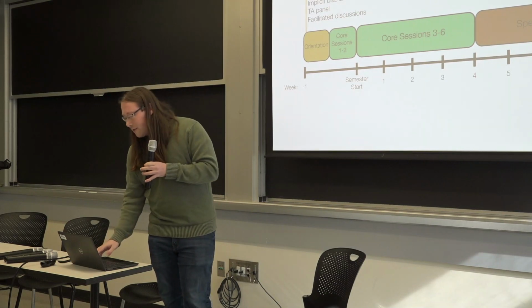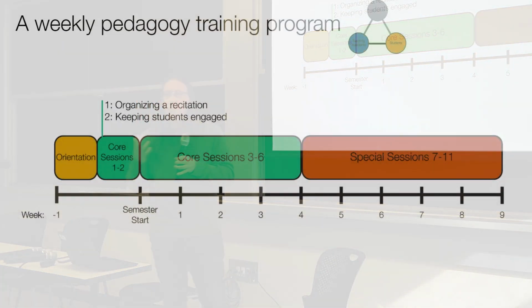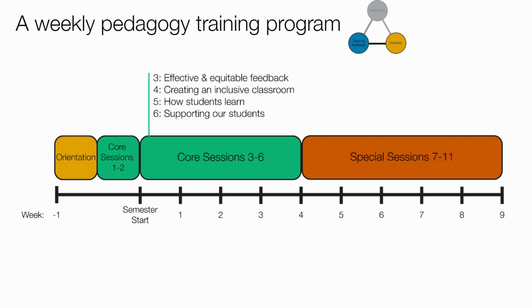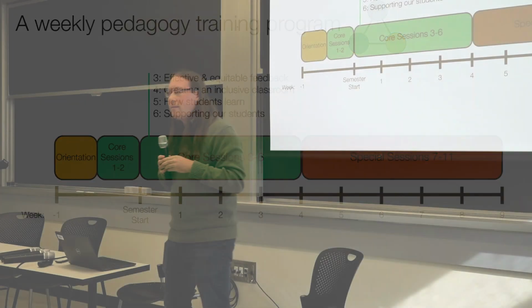And then we have a set of 6 core sessions, 2 of which happen before the semester even starts. So before a TA even does their first recitation, they'll have gone through, or they can choose to go through, 2 of these core sessions. Then the next 4 core sessions happen throughout the first 4 weeks of the semester. We try to line up giving effective feedback with around when the first problem sets are due, as well as supporting our students with when the first set of midterm exams happen.